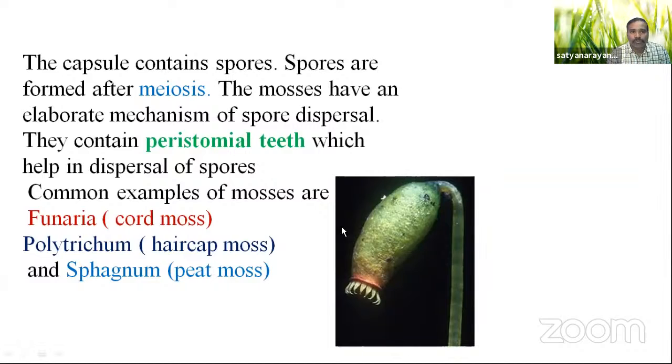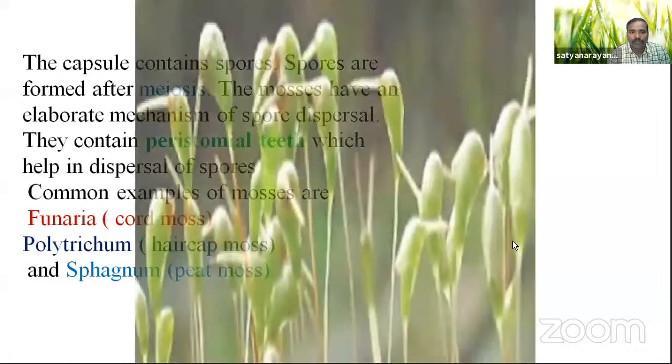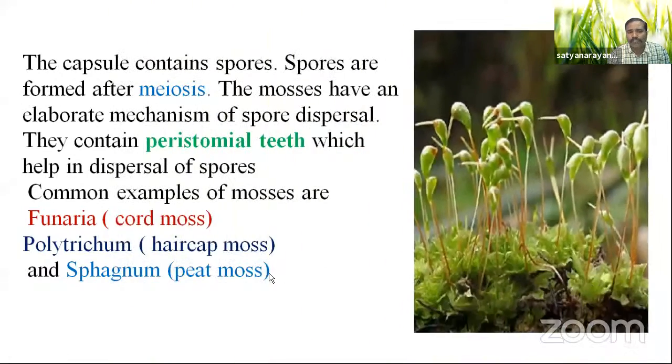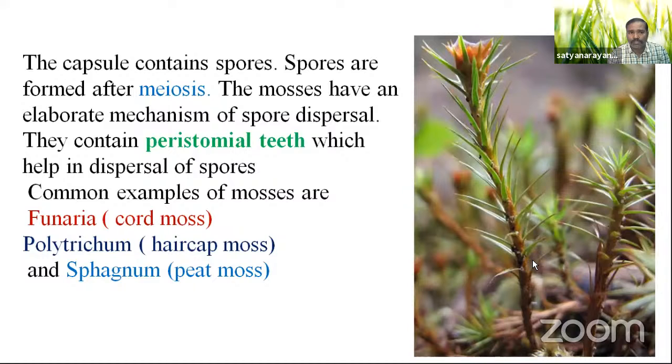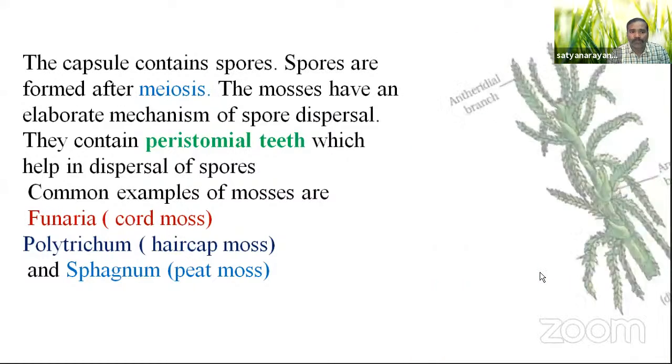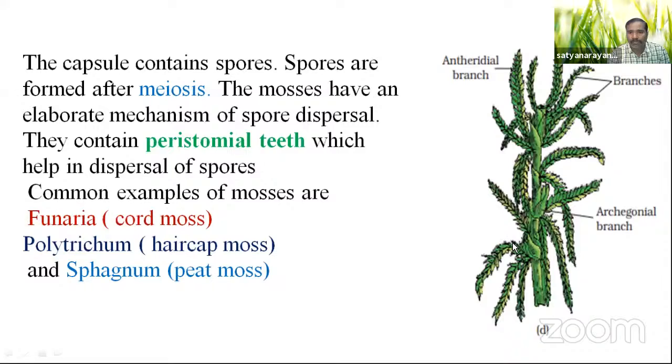Okay. So the common examples for mosses are Funaria. Now this is Funaria. Generally Funaria is called curd moss. And Polytrichum, Polytrichum is called hair cap moss. This is Polytrichum. And Sphagnum. Sphagnum is also known as peat moss. This is Sphagnum. So three classes we have completed in bryophytes: the liverwort, hornwort and mosses. Now with this we completed the bryophyte session.